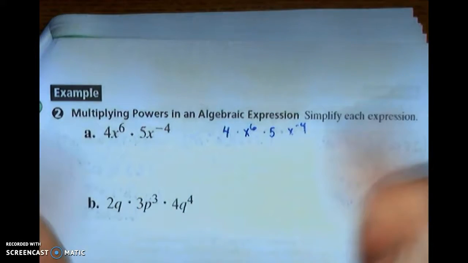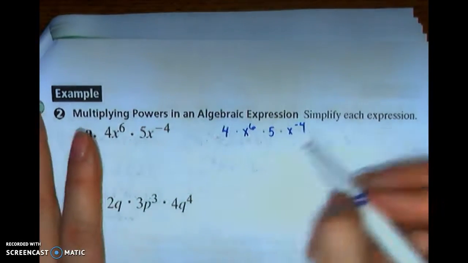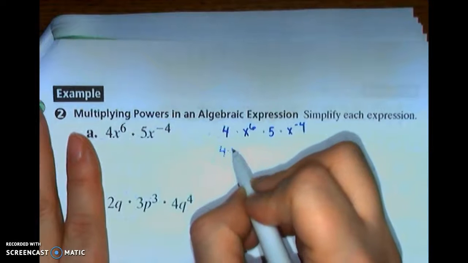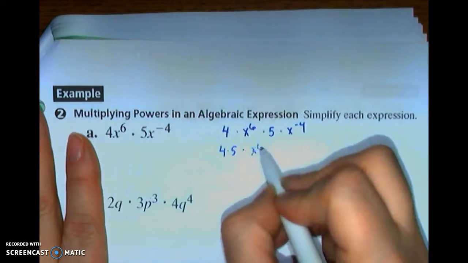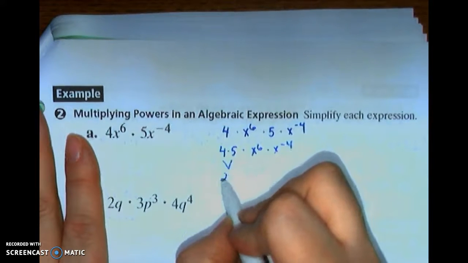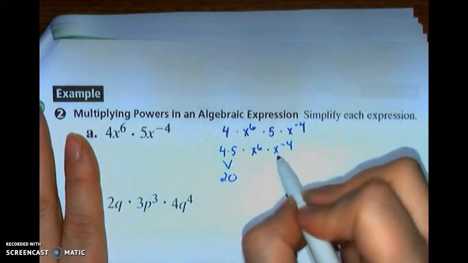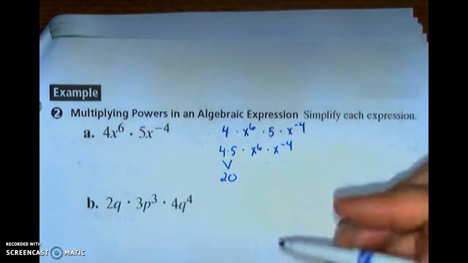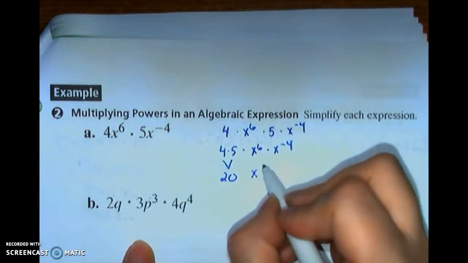Spread it out, expand it out a little bit here. So I'm going to rewrite this as 4 times 5 times x to the 6th times x to the negative 4. 4 times 5 gives us 20. x to the 6th times x to the negative 4th, if we're following our rule, gives us x squared.